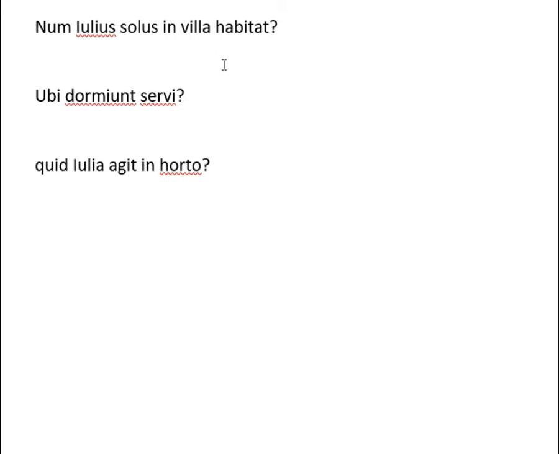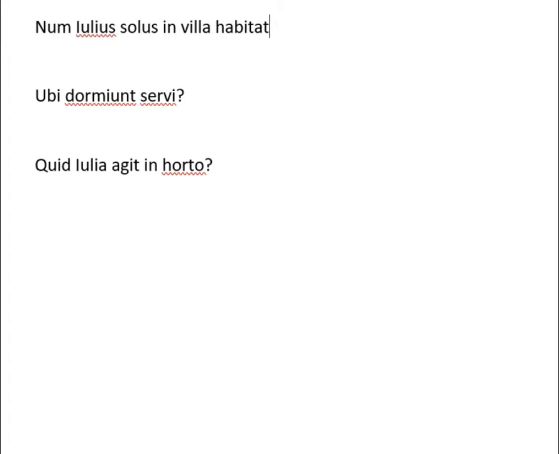So, num Julius solus in villa habitat. Okay, well, if you remember back to my earlier Pensum C explanations, the first thing you want to do is look at the question words at the beginning of the questions. Let's capitalize this Q right here, just because. So what does num do? Well, num isn't like ubi or quid, where ubi means where and quid means what. Instead, num just simply turns a sentence that is otherwise a statement into a question.